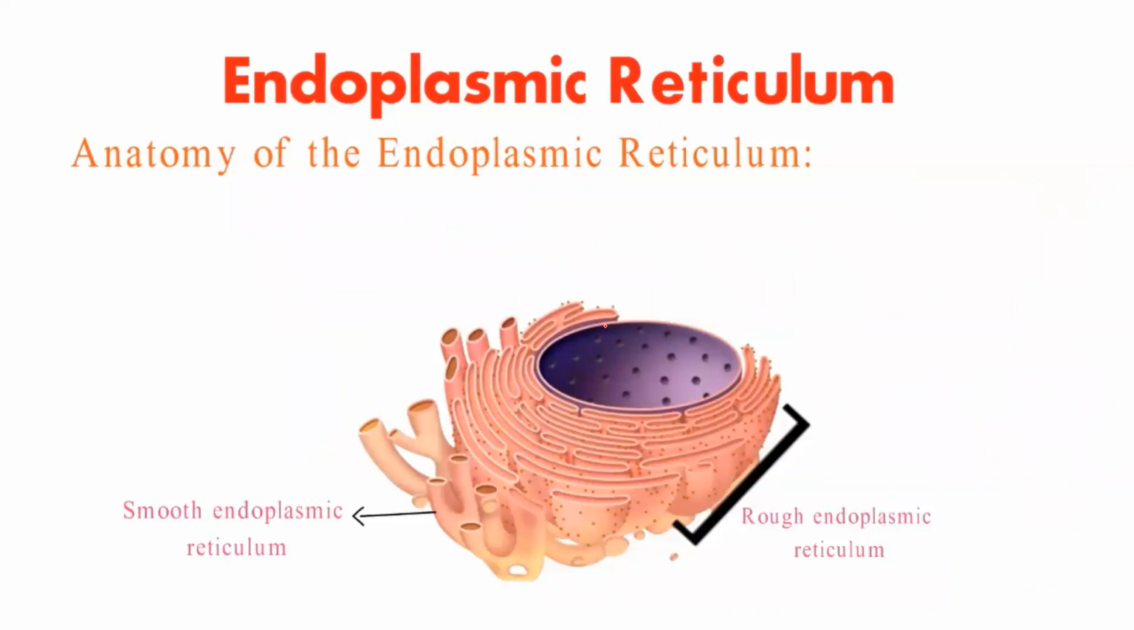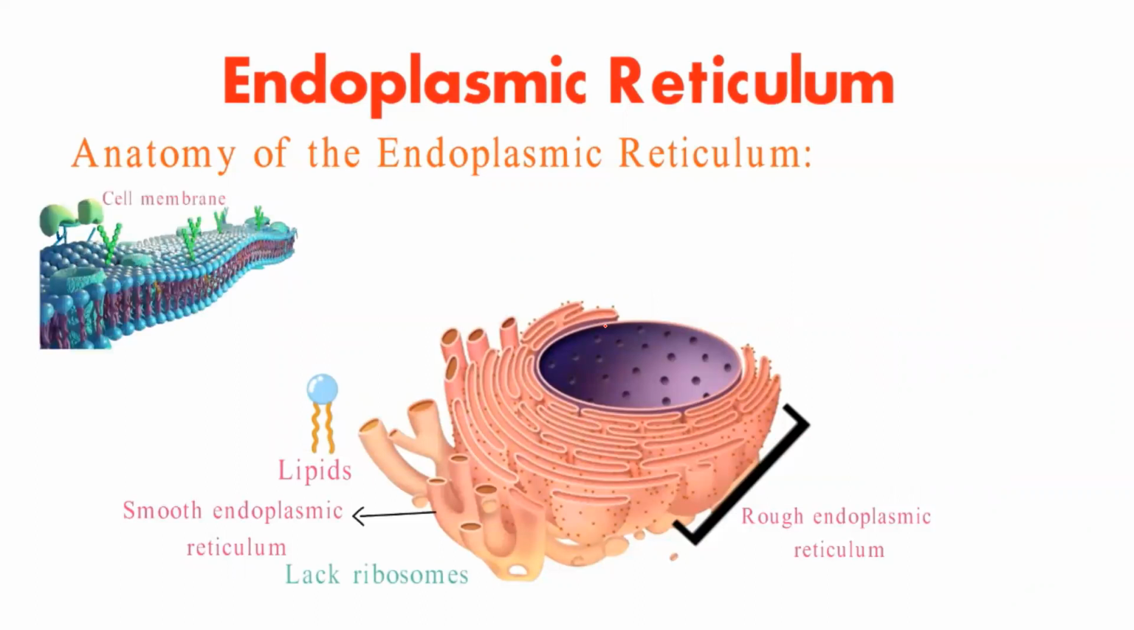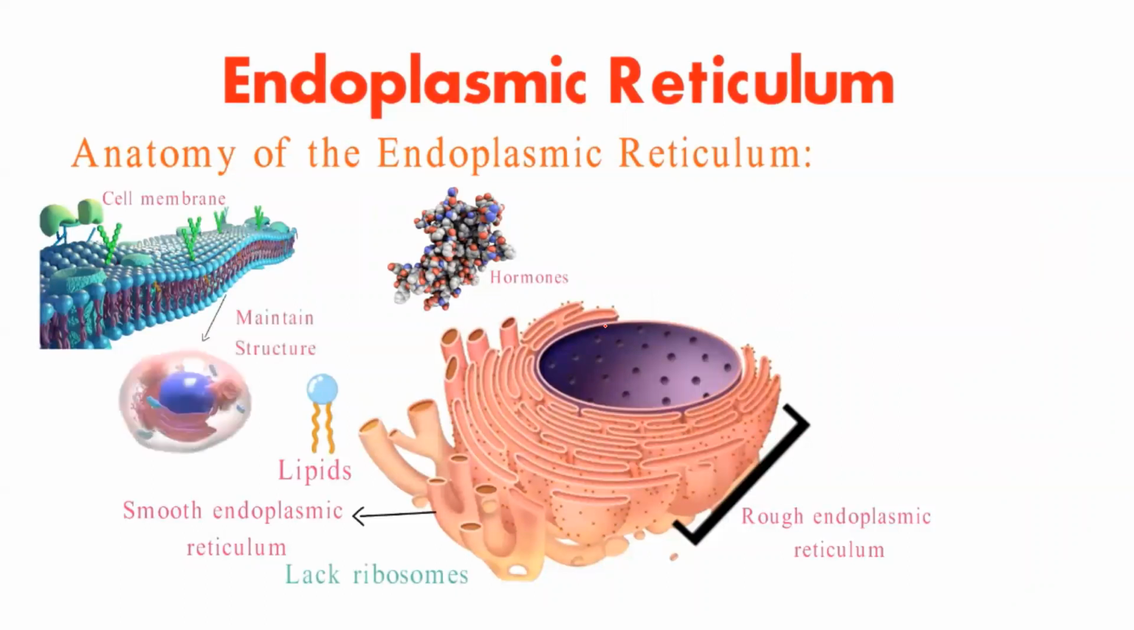On the flip side, we have the smooth ER, which lacks these ribosomes. But don't let its smooth appearance fool you. It's a hub of activity too. Smooth ER is like a lipid factory. It's responsible for synthesizing lipids, which are essential components of cell membranes, hormones, and other crucial molecules. These lipids are then dispatched to different parts of the cell, contributing to its structure and signaling pathways.